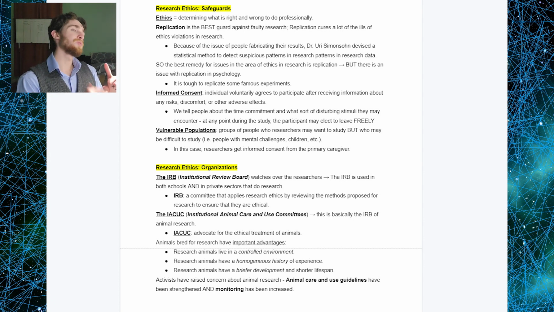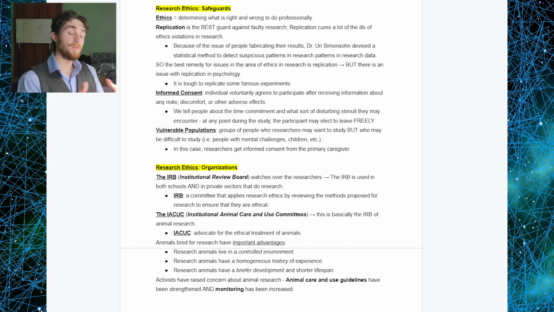Well, animals bred for research have 3 important advantages. For one, research animals live in a controlled environment that lends a lot to your experiment. Research animals have a homogeneous history of experience. And then research animals have a briefer development and overall shorter lifespan, so it's less responsibility for the researcher.